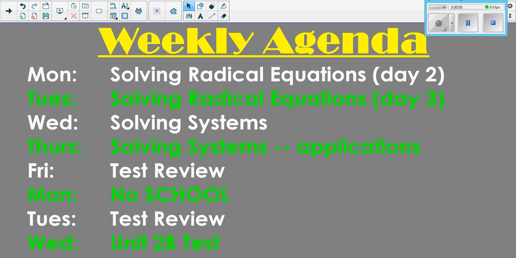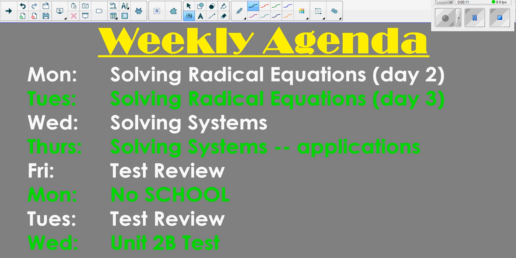Alright, hi everyone. Let's just talk real quick about what the rest of the week looks like. Today we're going to be talking about a second day of solving radicals, so day 2. Tomorrow we're going to talk about our last day of solving radicals, so day 3. There are only a couple of solving radical problems in your homework over the weekend, but there'll be a lot more tonight. On Wednesday, we'll talk about solving systems.